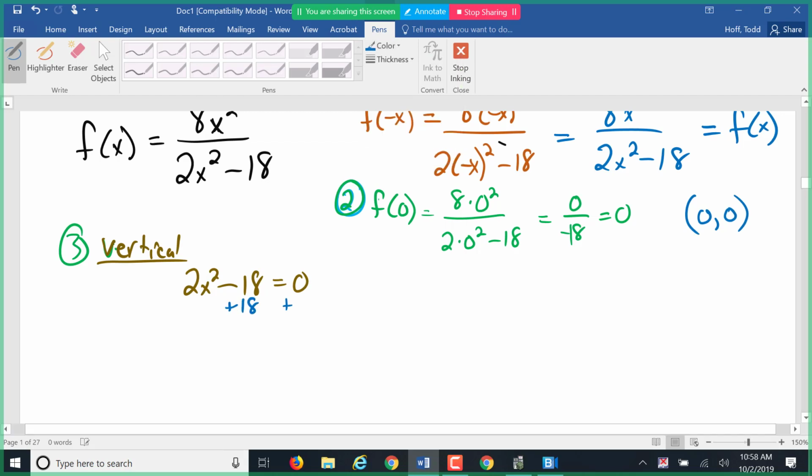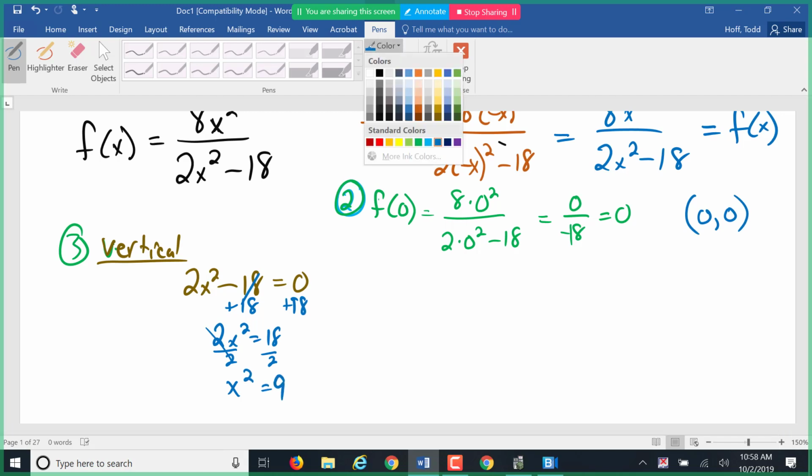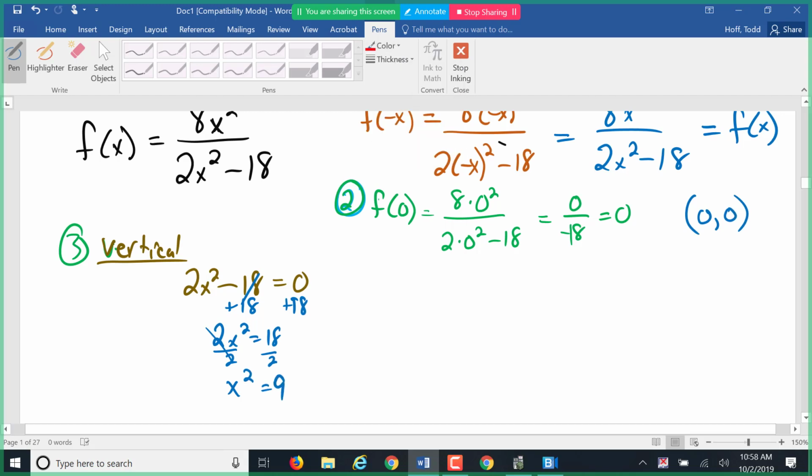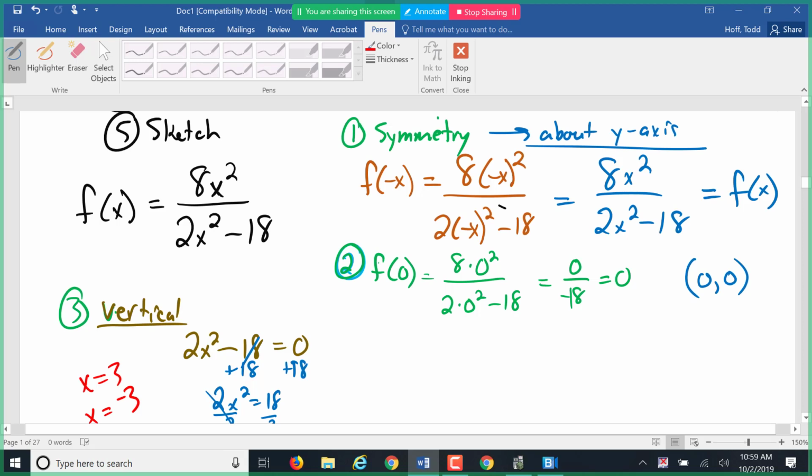We're going to add 18. 2x squared equals 18. Divide by 2 to get x squared equals 9. And we'll square root. So either x equals 3 or x equals negative 3. Now we have to check to make sure neither of those factors gets canceled out.